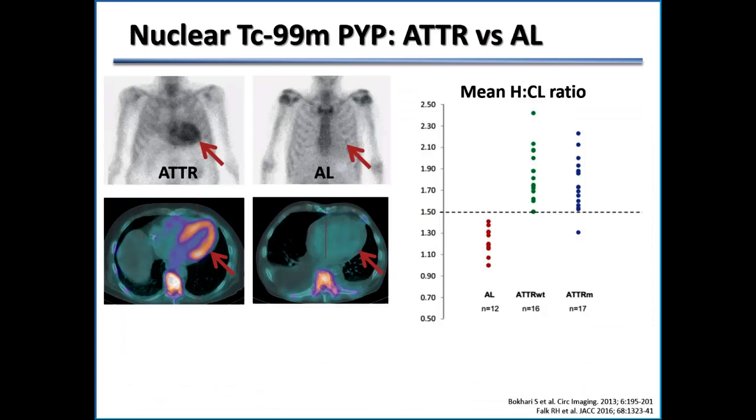What about nuclear imaging? You guys know I spent some time in a nuclear lab. The study that's very helpful for amyloid from a nuclear perspective is going to be the pyrophosphate scans. So what this is, it's a very old bone tracer. In Europe, they use DPD. In the United States, we use pyrophosphates. For whatever reason, this is bound by TTR, but not by light chain amyloid. So it's very useful in differentiating between these two types of amyloid.